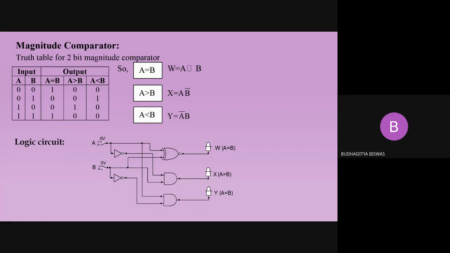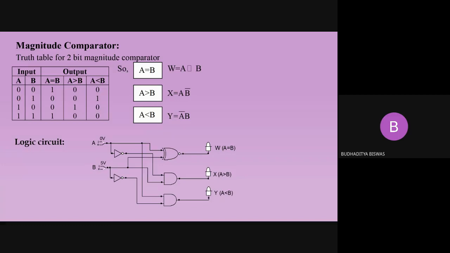Without the 3, no other combinations are there. Okay, so that's why this is the input AB. Four possible combinations are there: 00, 01, 10, 11, and three outputs are there: A equal to B, A greater than B, A less than B. Just check one: when A and B both are 0 0, which light will be on? It's A equal to B.